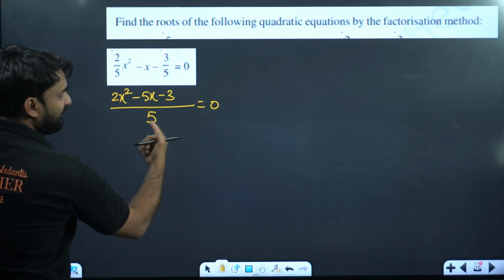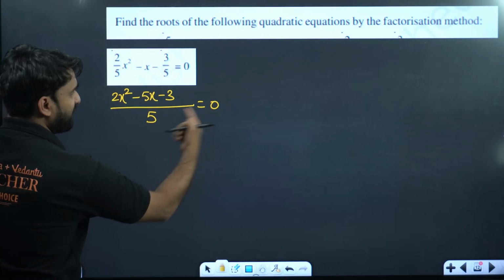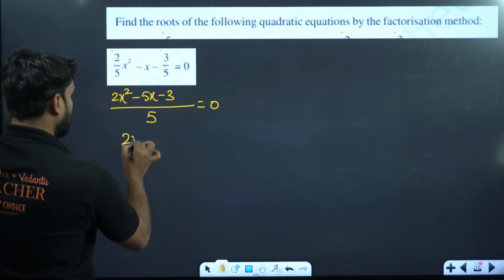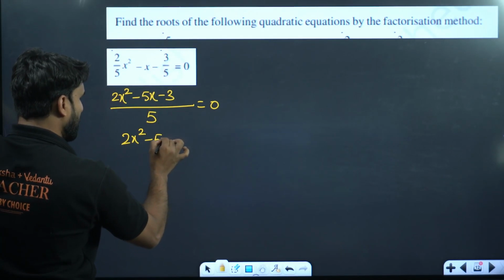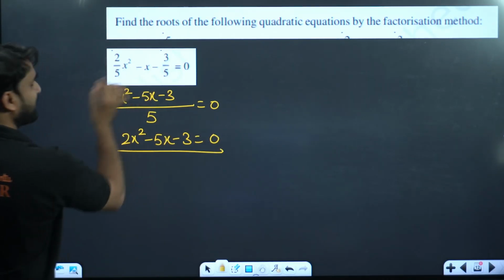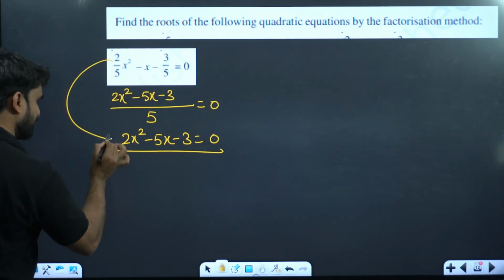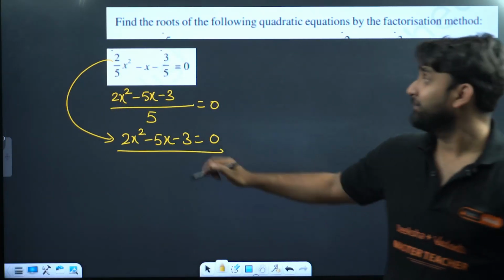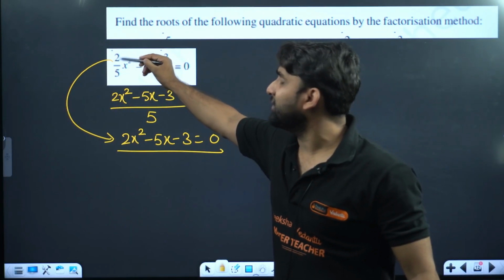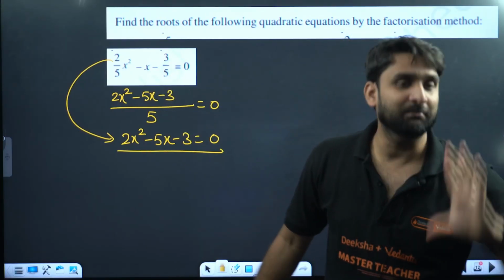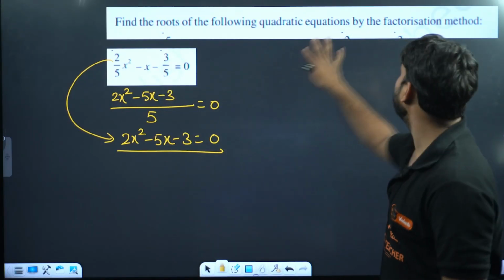5 will be multiplied with 0. So after multiplication, this whole will become 0. So we have 2x square minus 5x minus 3 is equal to 0. So this is the format. So either you solve this or you solve this. Both are the same. I have modified it first. So whenever the coefficients or constant terms are in fractional form, always take the LCM and make it simple. Now you guys can solve by using the factorization method.